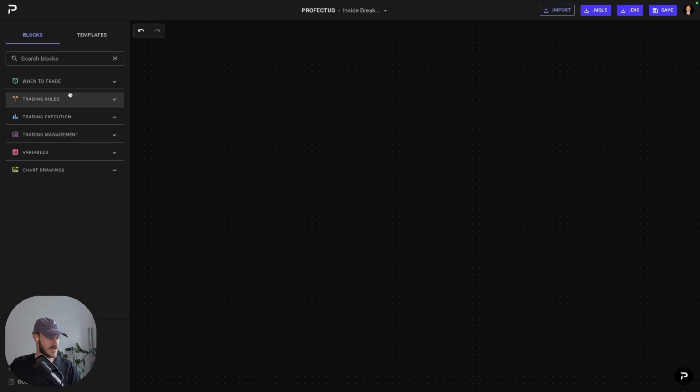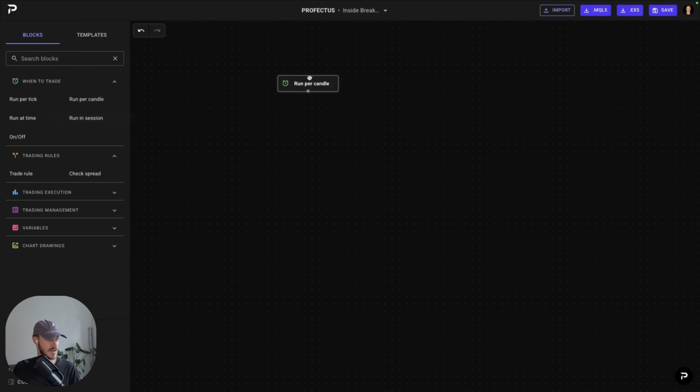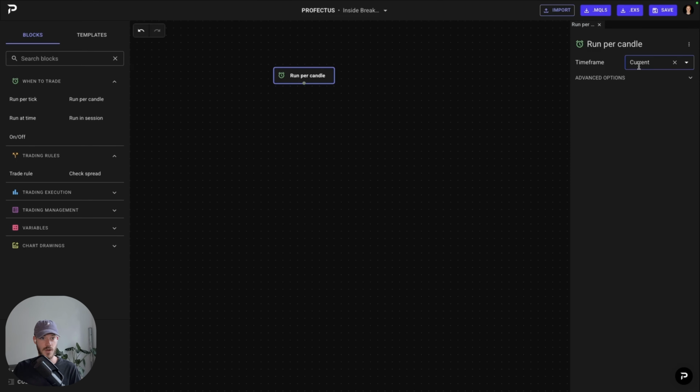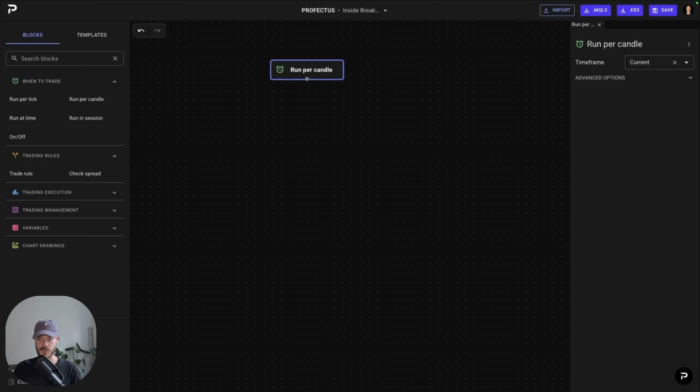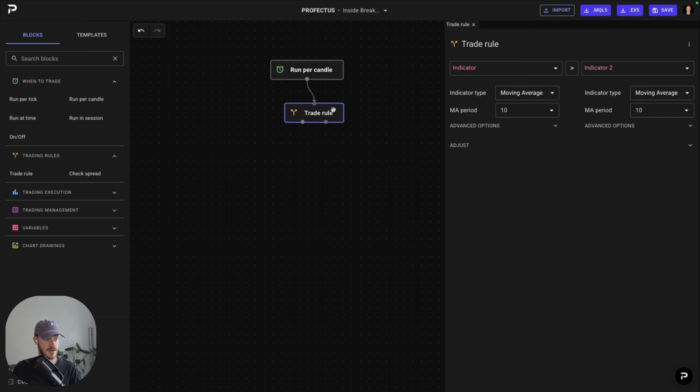Now let's build this bad boy. We go here on the left hand side, trading rules. Now actually when to trade, run per candle. So we stay agnostic on the candle size. We keep it also on current for now. And then our evergreen block, actually we will use trade rule. Let's quickly connect it right here. And here we will again solely base it on candle, and also here on candle. We are looking here on candle ID number 2, here on candle ID number 1. And here we check candle high, is it bigger than the candle high with the candle ID number 1, right?